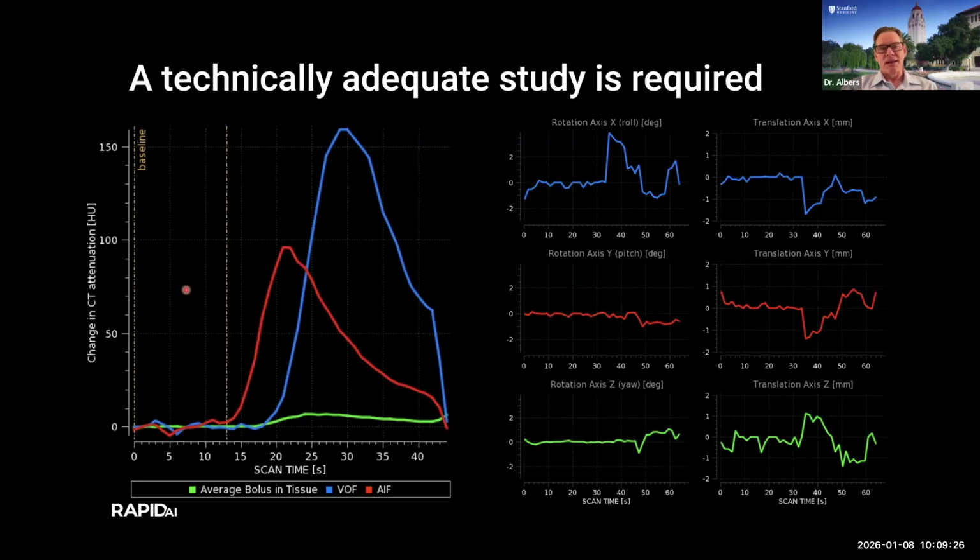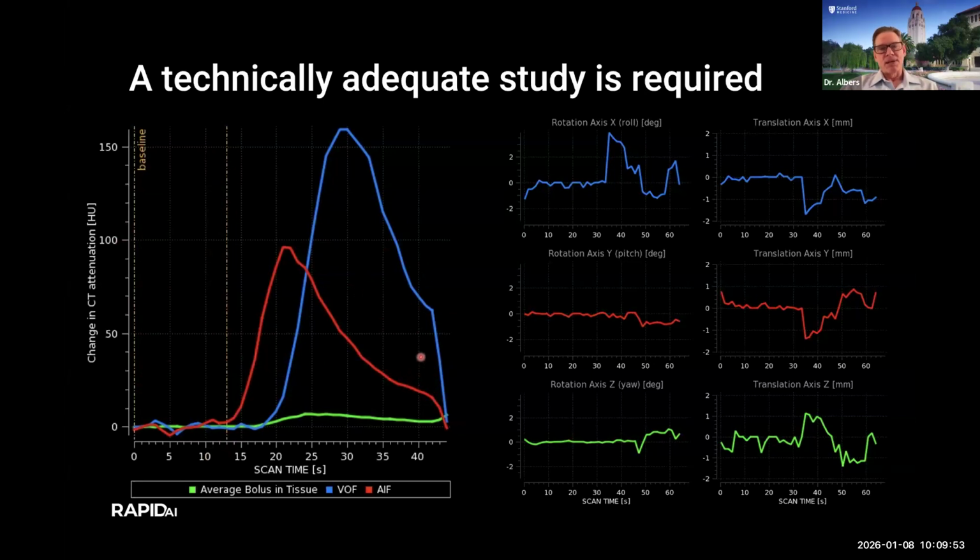So here's an example of a bad CT perfusion scan. The first thing you see is that the distance between the 2 vertical dotted lines is nearly 15 seconds. That means you radiated this patient for a long period of time before the contrast bolus arrived. So there was poor timing. And because of that, we are truncating the venous outflow, and we're even truncating a little bit of the arterial input.